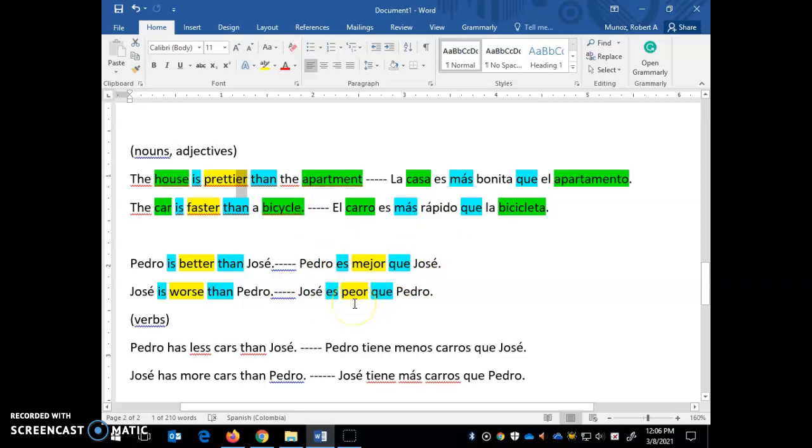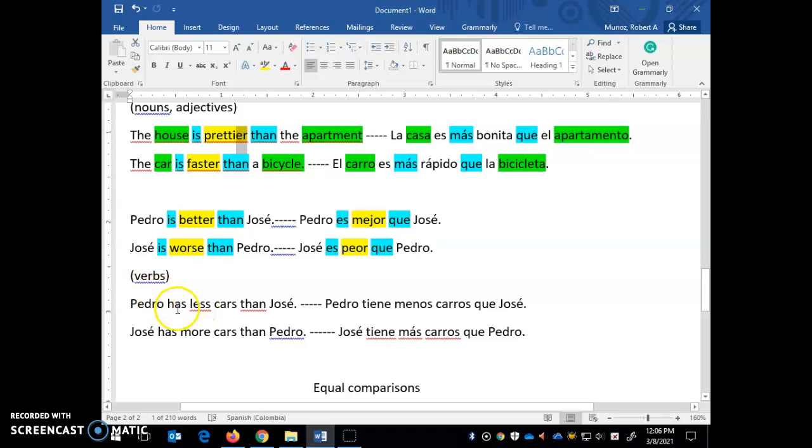Mejor, peor. It falls in this category when you talk about someone else's age. Maria is older than Olga. Maria es mayor que Olga. Olga is younger than Maria. Olga es menor que Maria.